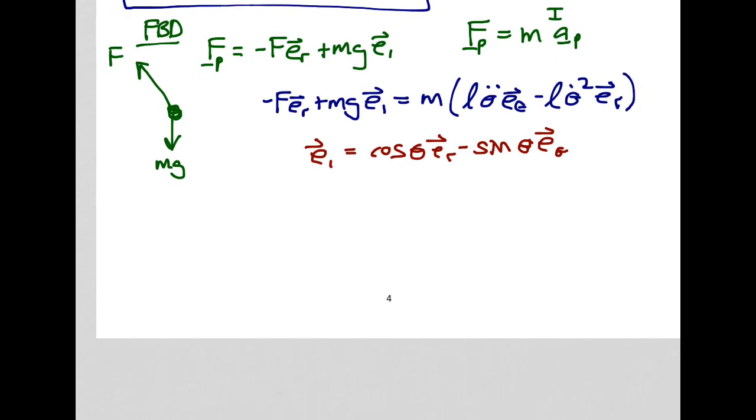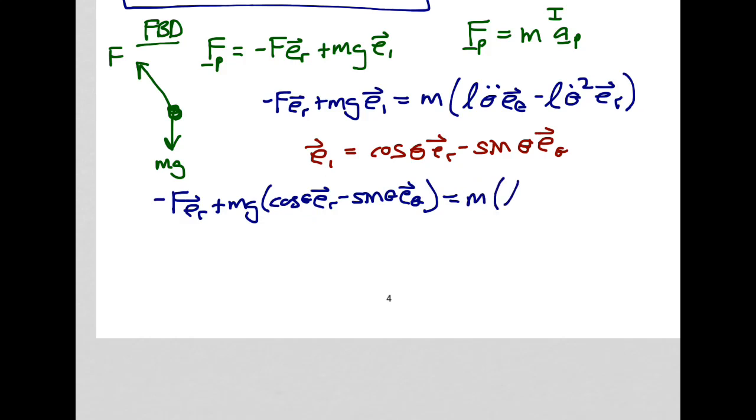Okay, we're going to plug all this in, where we have negative F E sub r plus mg multiplied times cosine theta E sub r minus sine theta E sub theta, and all this is equal to our mass times L theta double dot E sub theta minus L theta dot squared E sub r. Alright, so now we can equate our coefficients and get two scalar equations.